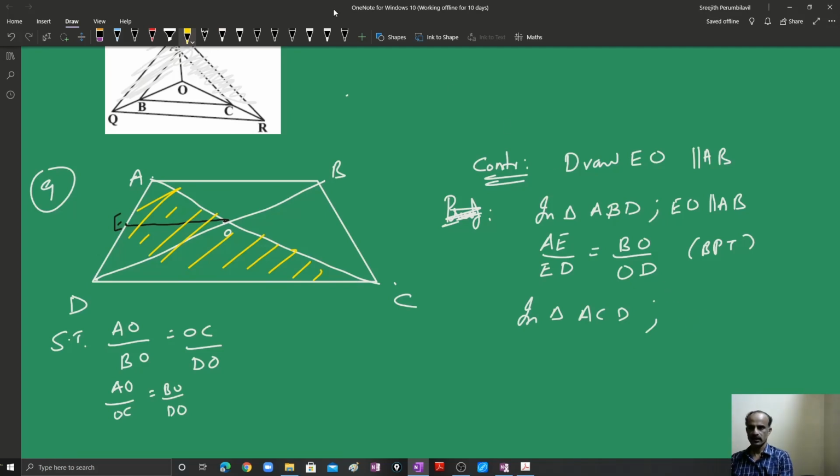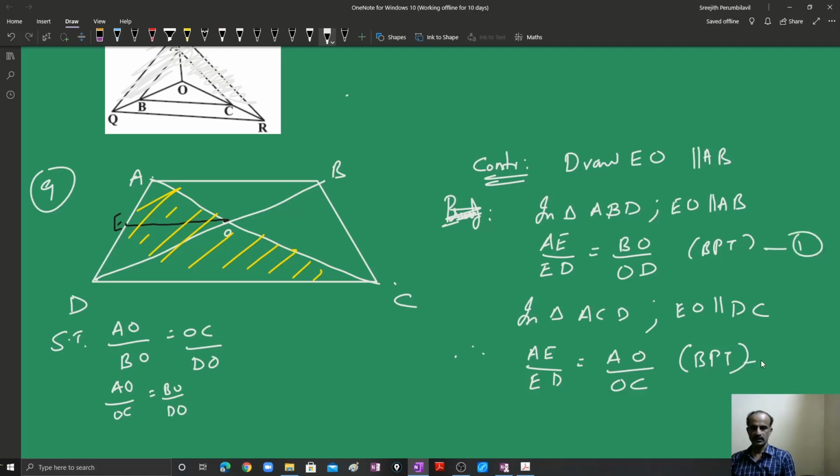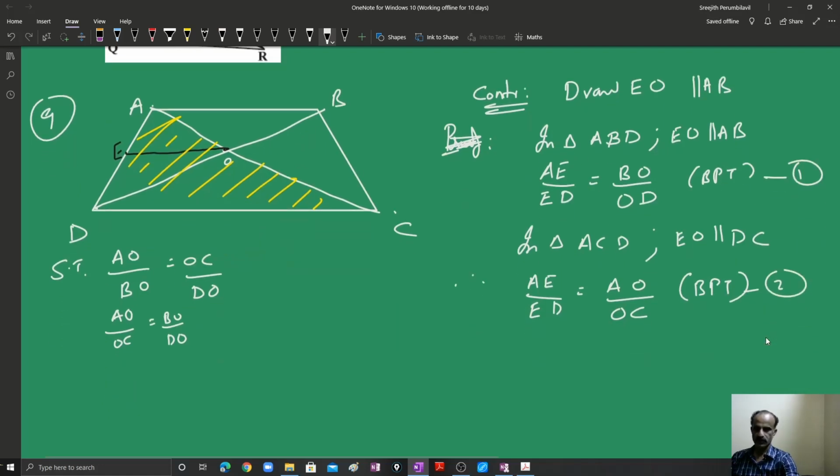EO is parallel to AB, but in being a trapezium, AB is already parallel to DC. Therefore, we can write AE by ED is the same as AO by OC, by BPT. This is relation number 1 and this is relation number 2. From 1, AE by ED is OB by OD. From this, AO by OC.